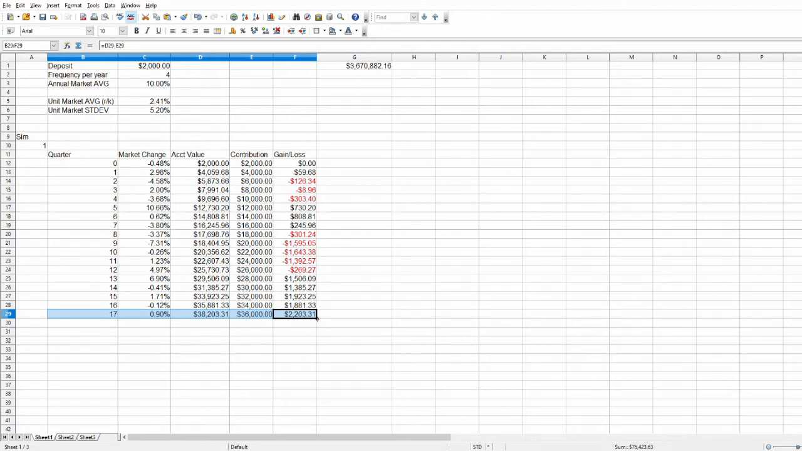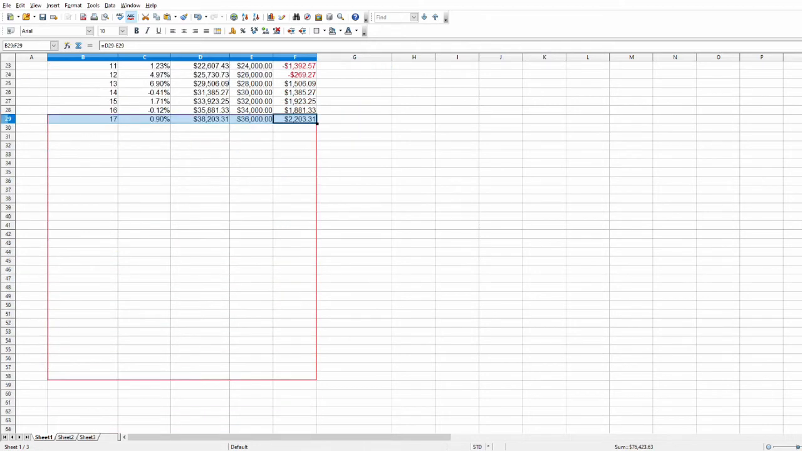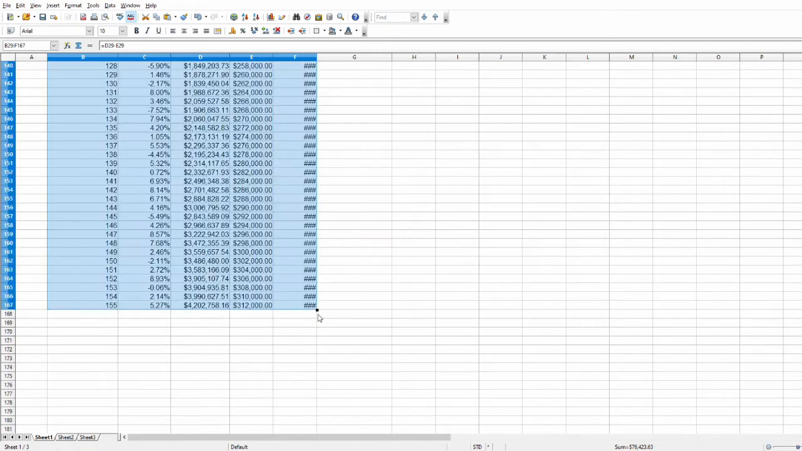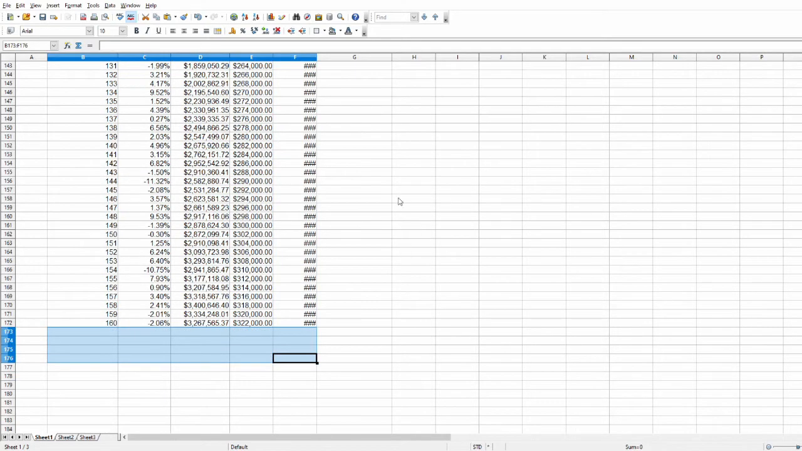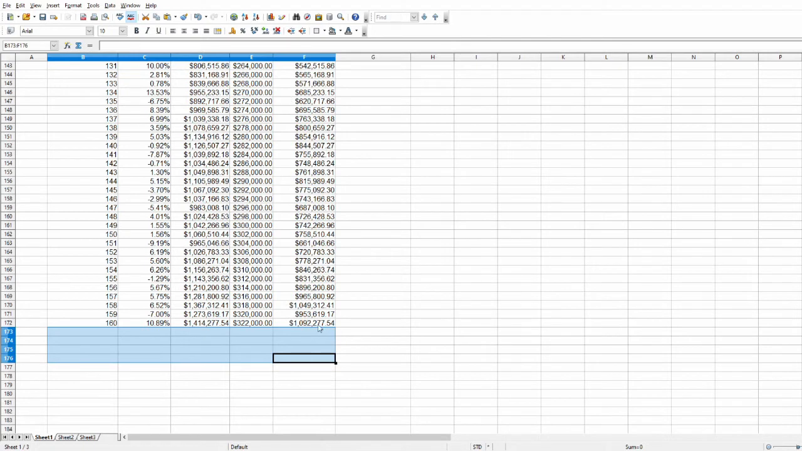So I'm going to click on this little box in the bottom right hand corner and click and drag this down. If I go over, that's okay. Oh, I didn't go far enough. I need to go a little bit farther. And there's 160, so I will delete everything below it. Widen column F.